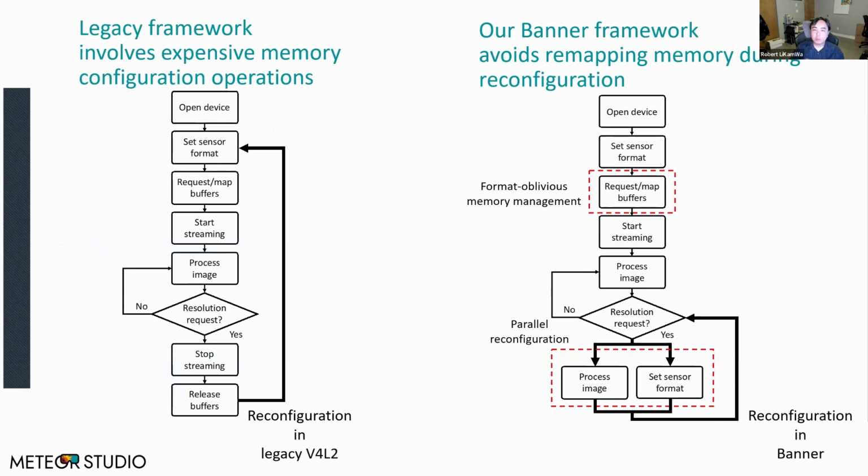The way we do that is we request and map buffers in what we're calling a format oblivious memory management procedure. And then we're parallelizing the reconfiguration while the image is getting processed within that 15 millisecond or 30 millisecond time frame. You can actually reconfigure the sensor, and then send the hardware register command, update what the sensor should be spitting out so that it's ready by the time it comes around. All of that can be tightly synchronized. All of that can be tightly run. And so we can actually remove that latency.